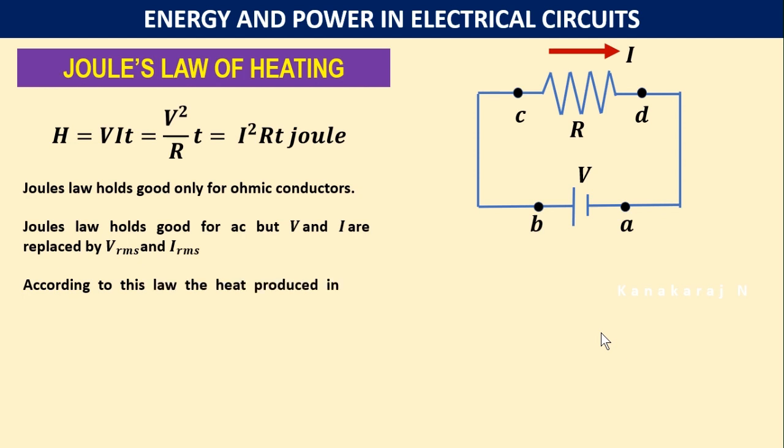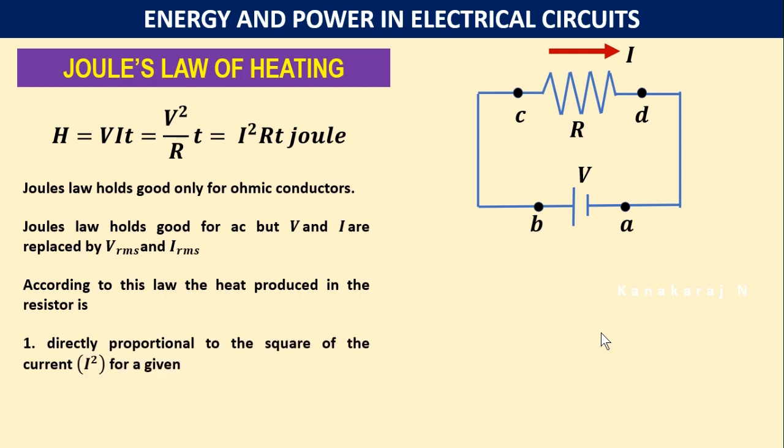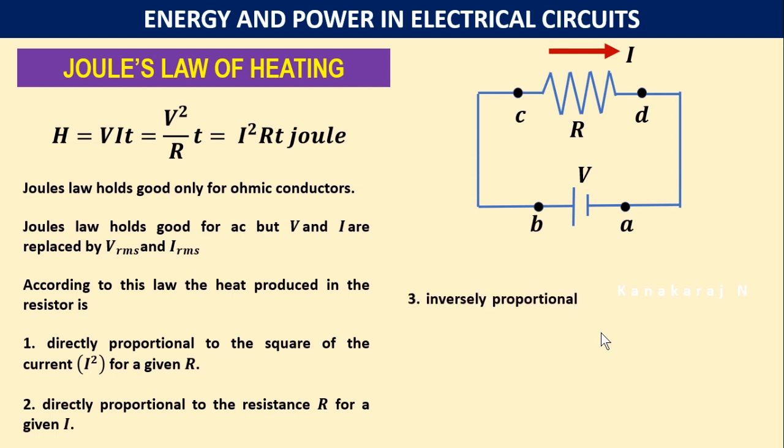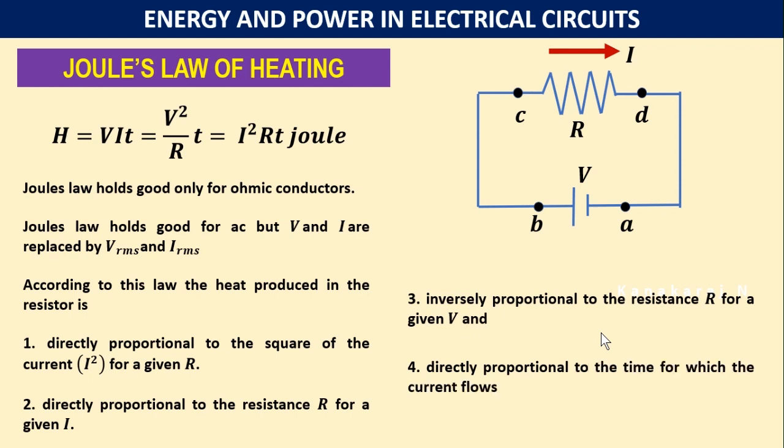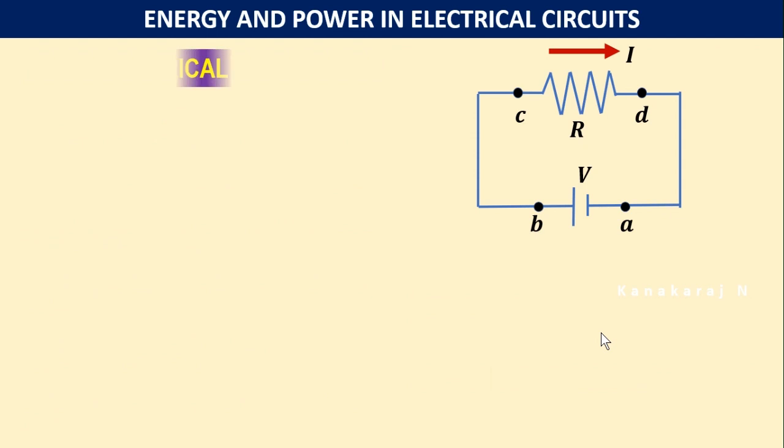According to this law, the heat produced in the resistor is, one, directly proportional to the square of the current for a given R. Two, heat produced in a resistor is directly proportional to the resistance R for a given I. Third, heat produced in a resistor is inversely proportional to the resistance for a given voltage. Four, heat produced in a resistor is directly proportional to the time for which the current flows through the resistor. So, this gives a complete meaning of Joule's law of heating.